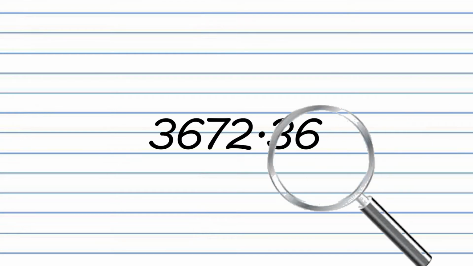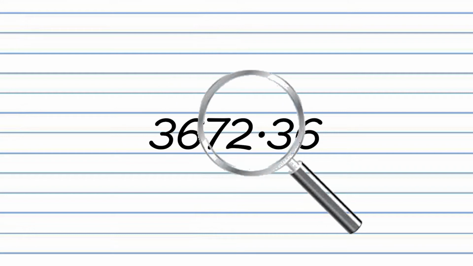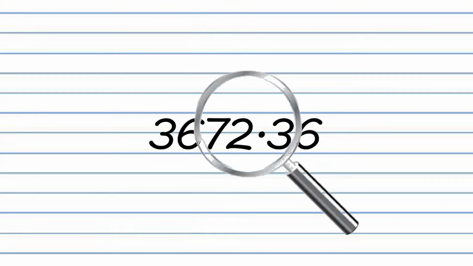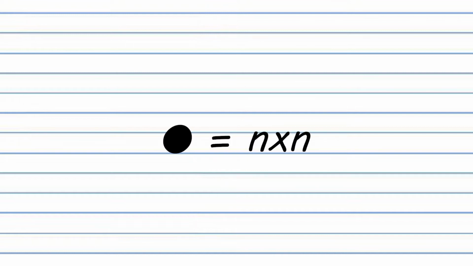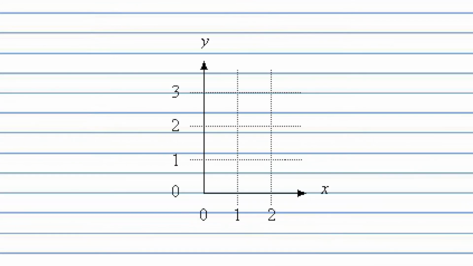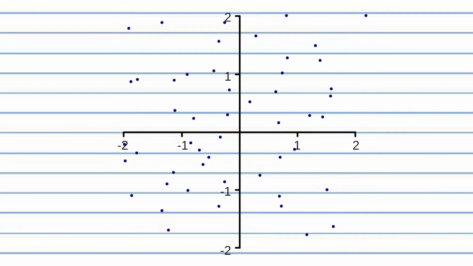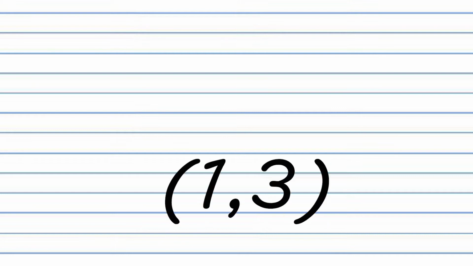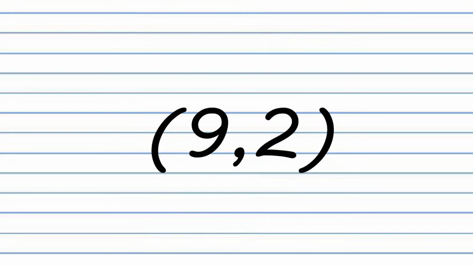3,672.36. If we look at the number, we can see that there's a dot between 3,672 and 36. Dots in math sometimes mean multiplication, and if we multiply 3,672 and 36, we get the number 132,192. If we bring back the 2x3 grid we mentioned earlier with the 6-pack, we can use this number in the grid to plot points. By splitting apart the number into ordered pairs, we get the three ordered pairs (1, 3), (2, 1), and (9, 2).